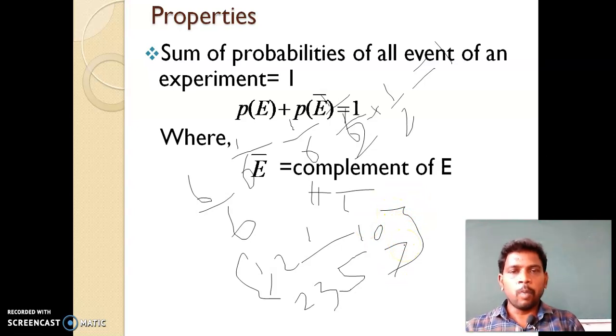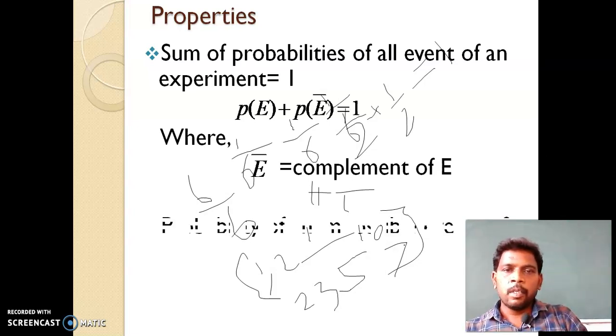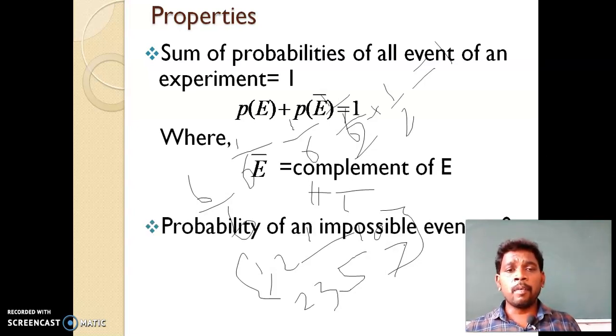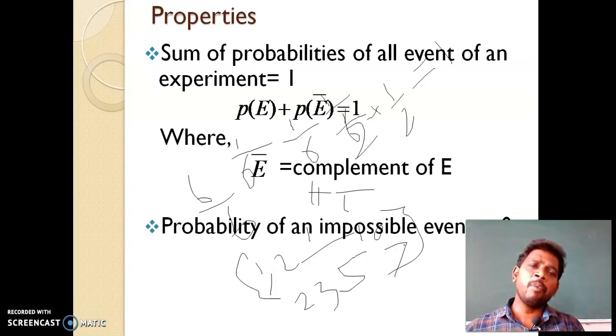So E is nothing but one of the particular events, and E bar is the set of remaining events. That's it. Next one is the probability of an impossible event. So what is the meaning of an impossible event?